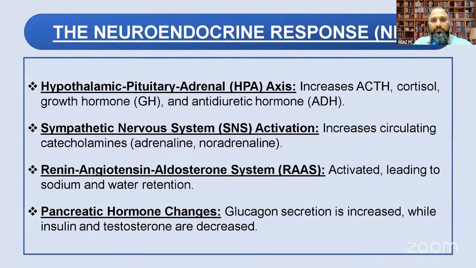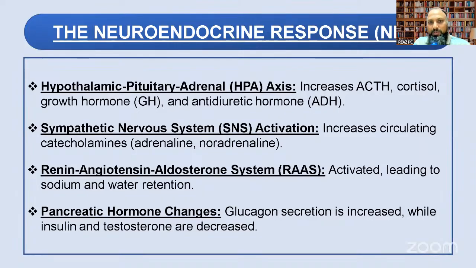One of the components of the stress response to surgery is the neuroendocrine response. It occurs in four ways. One is the activation of the hypothalamic pituitary adrenal axis. One is the activation of the sympathetic nervous system. One is activation of the renin angiotensin aldosterone system, and the fourth is the changes in pancreatic hormone secretions.